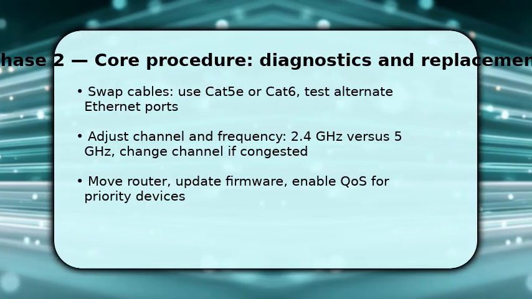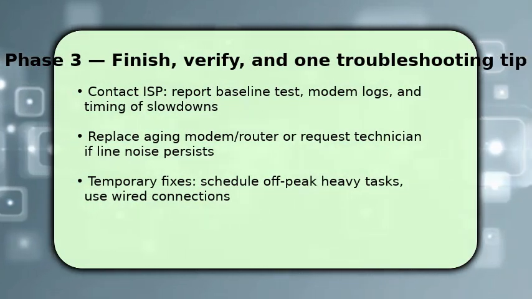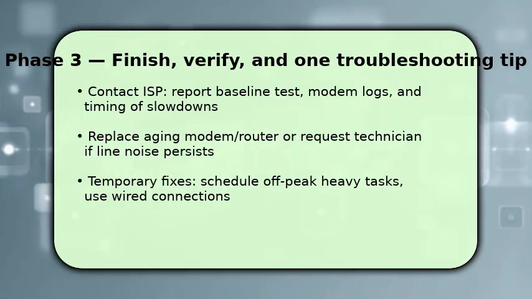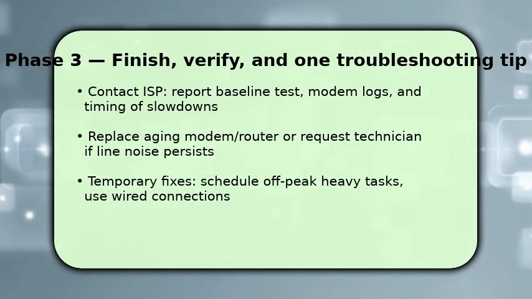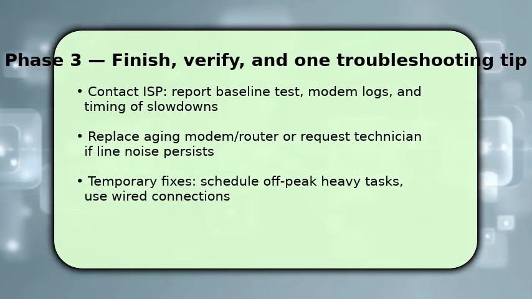If speeds remain low, call your ISP and provide baseline numbers and modem logs so they can check signal levels. Make sure to ask for a line test and technician visit if noise or attenuation is indicated. If hardware is old, replace the modem or router with a supported model.